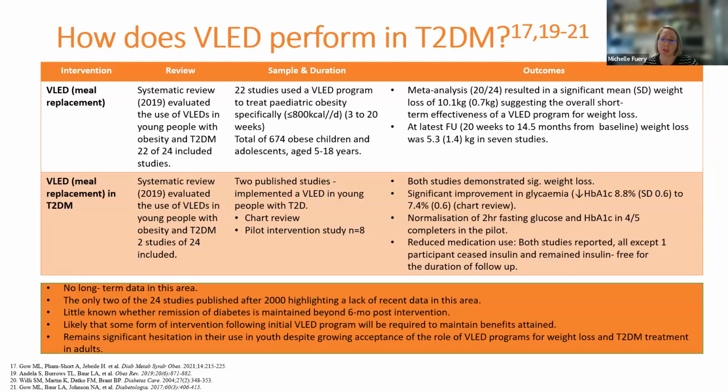And if the conventional lifestyle interventions aren't successful, what options are available and what evidence exists for their use in children and adolescents with type 2? So Gao and colleagues conducted a systematic review in 2019. They included 24 papers. Only 2 evaluated the use of a very low energy diet in young people with type 2 diabetes, and they consisted of a chart review and a pilot intervention.